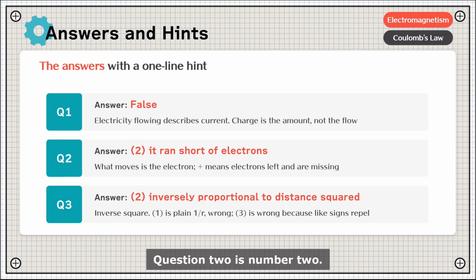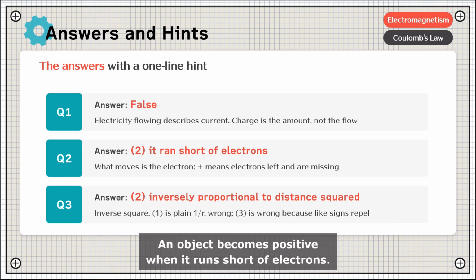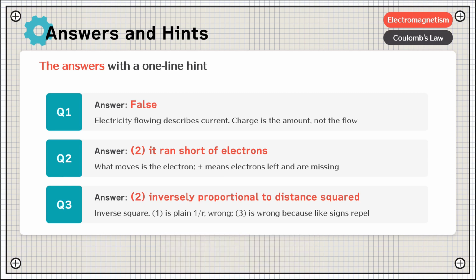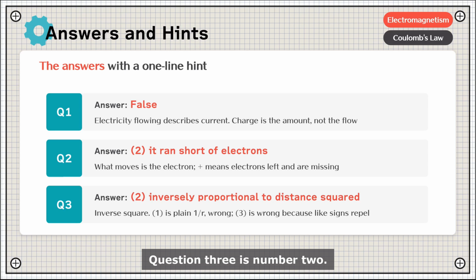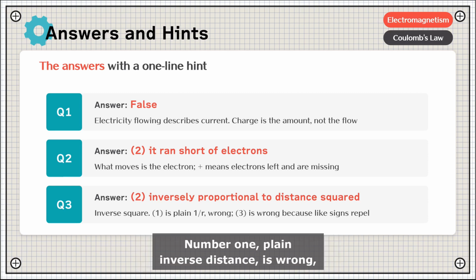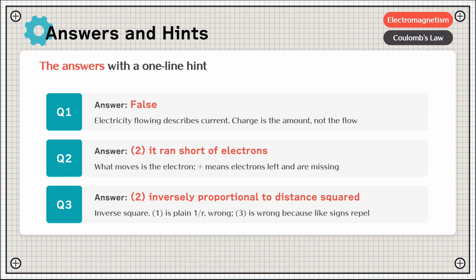Question 2 is number 2. An object becomes positive when it runs short of electrons. What moves is the electron, and positive particles do not stick on. Question 3 is number 2. In Coulomb's law, the force is inversely proportional to the square of the distance. Number 1. Plain inverse distance is wrong, and number 3 is wrong because like signs repel.